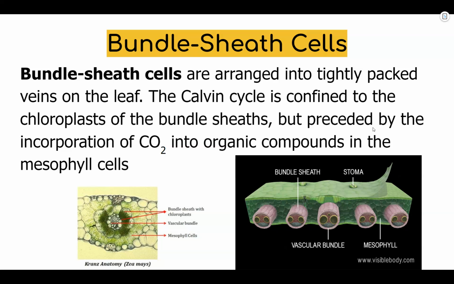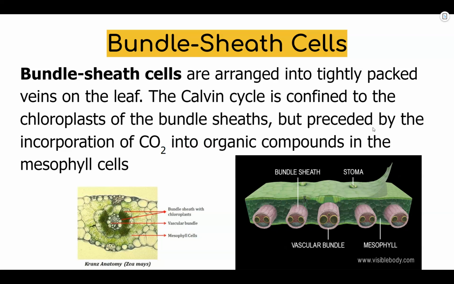So if we looked at corn plants or sugarcane, we can see these little bundles right here. This is a picture of a plant cell, and we've got our bundle sheath cells right through here, and our mesophyll cells all around the outside of them. The way these cells mitigate water loss is by taking the Calvin cycle and only doing the Calvin cycle in these bundle sheath cells.